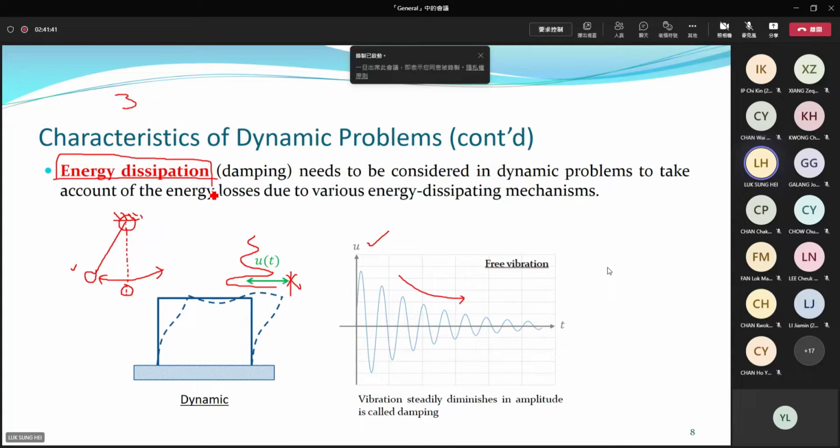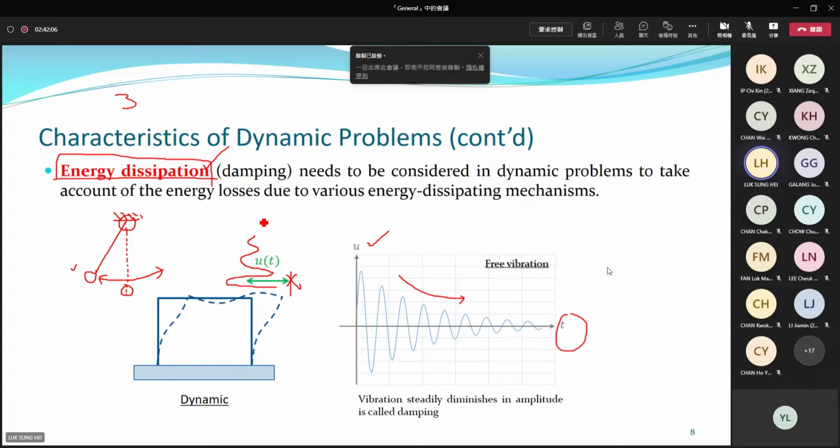In dynamic systems, you need to consider this energy loss effect in your formulations. Again, this never occurred in your static problem, because this energy loss is related to time. In the past, we never considered time. But today, you need to know how to do simple formulations.